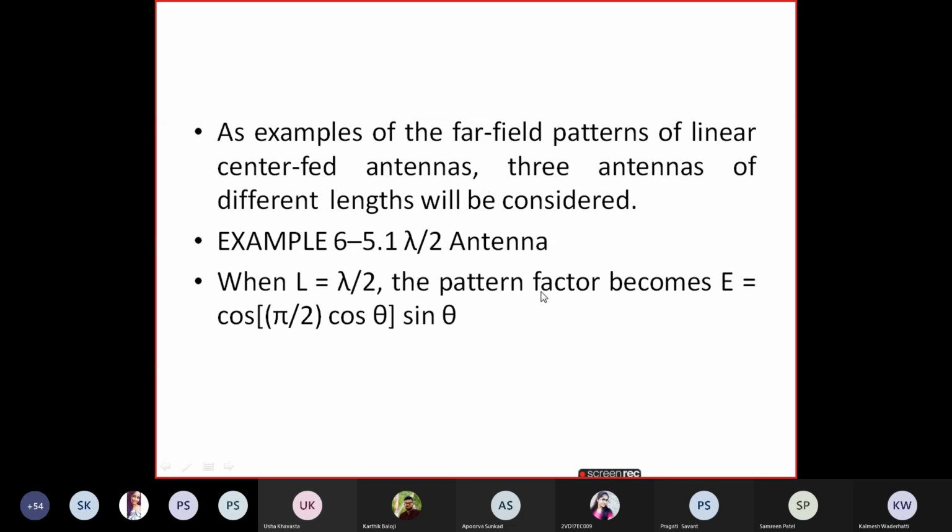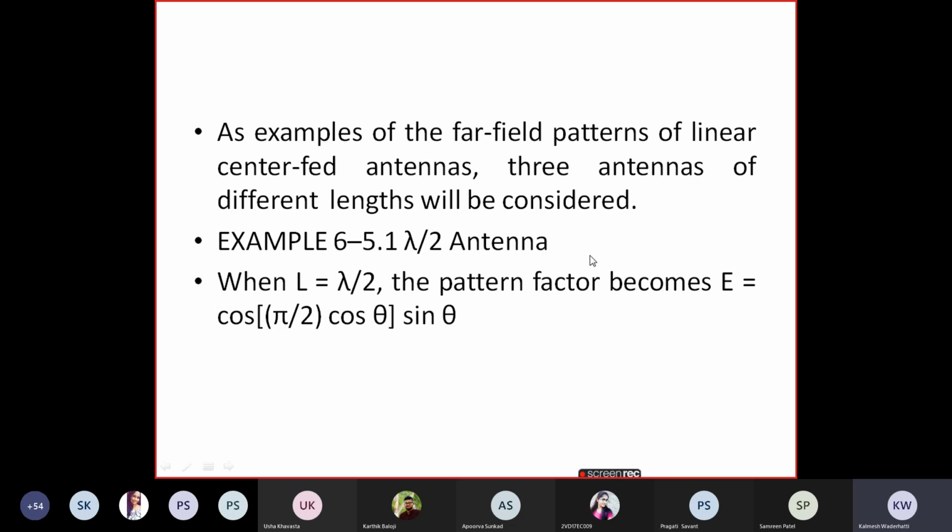Here we have an example of the far field pattern of the linear center fed antenna. Three antennas of different lengths will be considered: the lambda by 2 antenna, the lambda antenna, and the 3 by 2 lambda antenna.